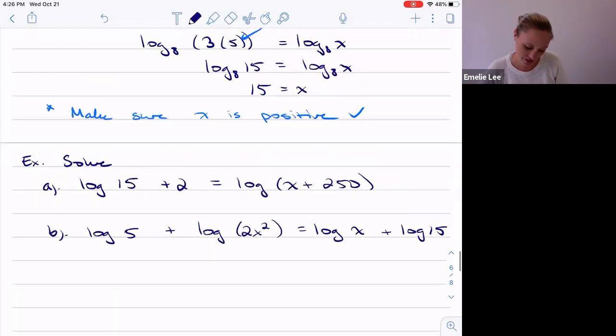Very technical term, smush. Smush the math, smush the logs. So here, one thing that's kind of tricky is this 2 is not a log, right?